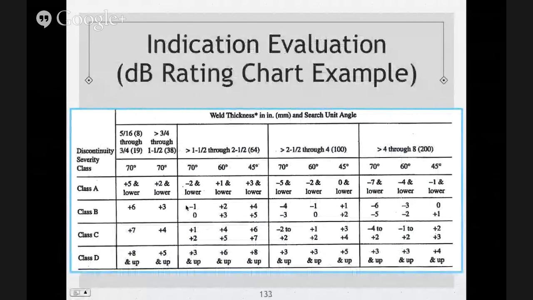You have a table indicating your rating, depending on your discontinuity, depending on your size, and the angle at which you're shooting. So if you're shooting at 70 degrees or 60 or 45, those are the most common angles at which you're going to shoot, 45, 60, and 70, maybe 30 also in aviation. And these are going to be the classes of your indications. This is going to be for AWS, for welds and stuff. You're not going to see this in aviation.